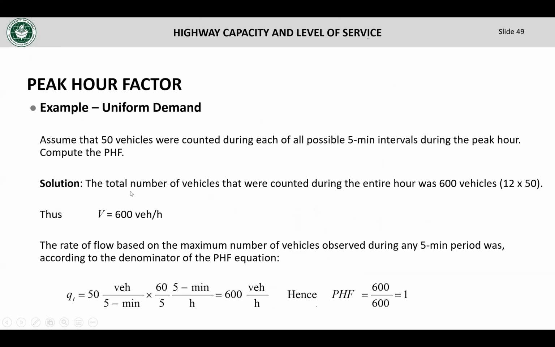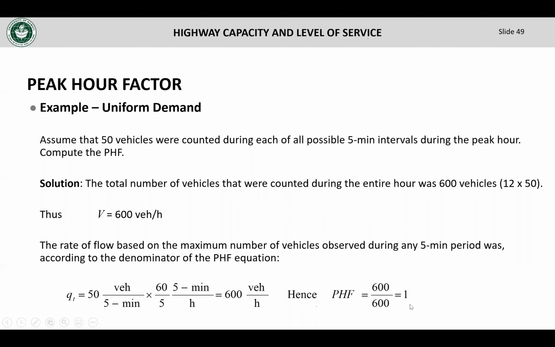In this case, the total number of vehicles that were counted is 600, because 12 times 50 is 600. And since we have perfectly uniform demand, that means the vehicles are arriving constantly at the same rate during the whole hour. If we were going to take the maximum, it's any of those 50. So 50 times 60 divided by 5, which is multiplied by 12, the flow rate is also 600. So the volume is 600 and the flow rate is 600. So in this case, the peak hour factor when you have uniform traffic demand is exactly 1.